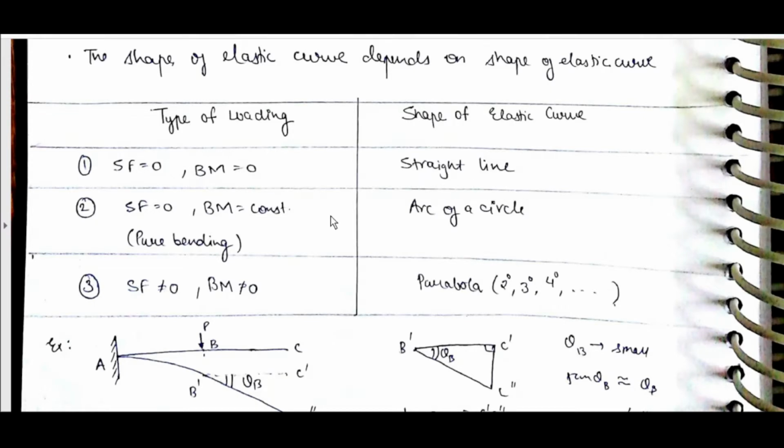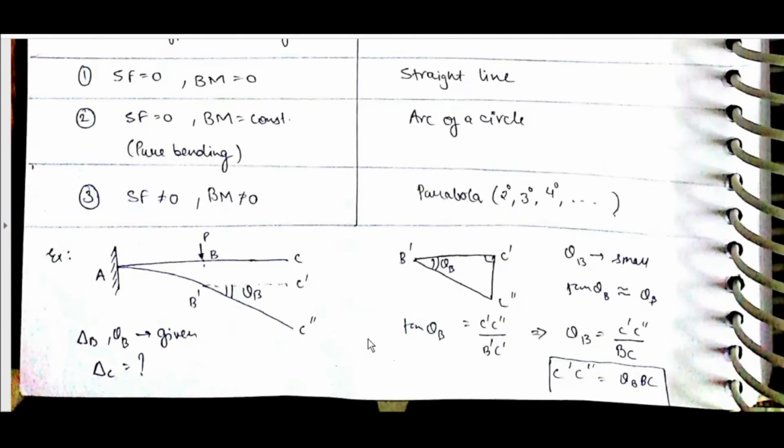Shape of elastic curve, straight line. SF is equal to 0, BM is equal to constant, pure bending, arc of a circle. SF not equal to 0, BM not equal to 0, parabola, equation can be secondary, tertiary, quaternary.